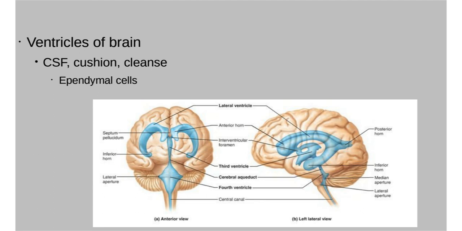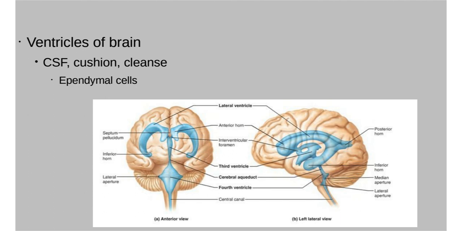And additionally, the cerebrospinal fluid on the outside acts as a cushion against impacts. So if you got a blow to the head, less damage will occur because that cerebrospinal fluid can act as a little bit of a cushion.